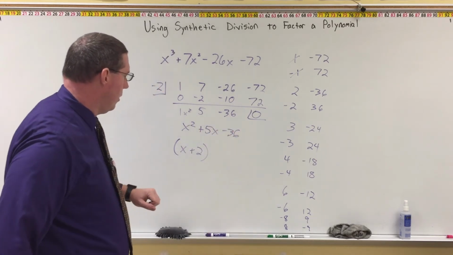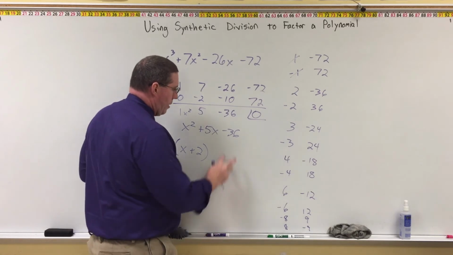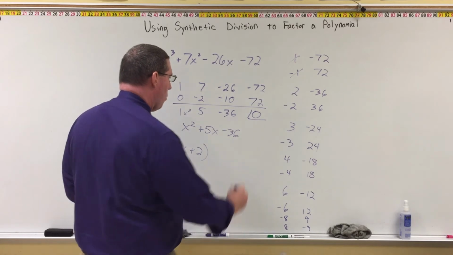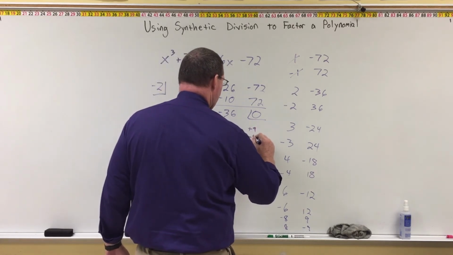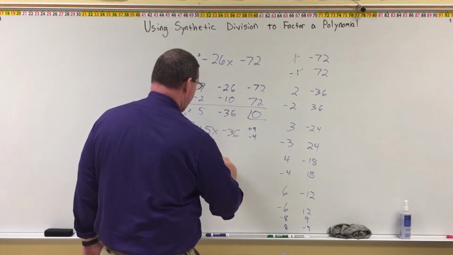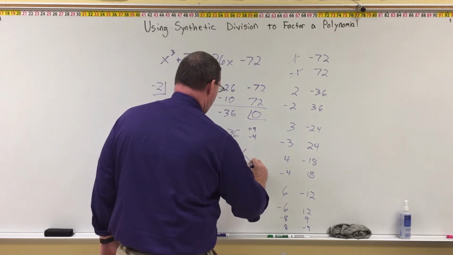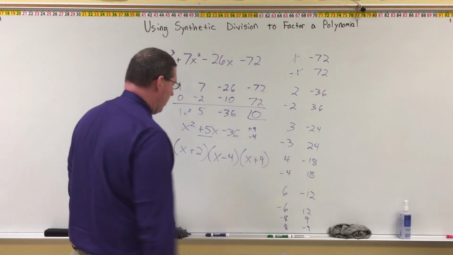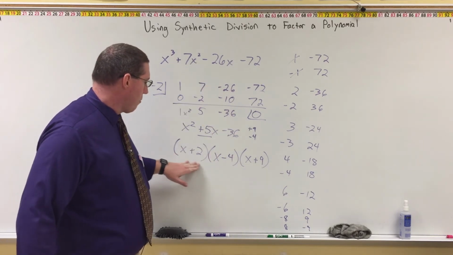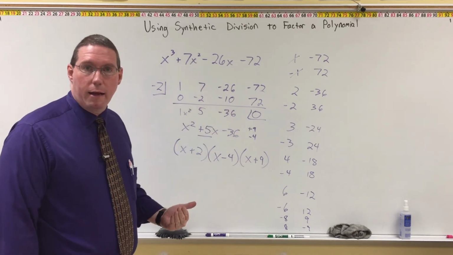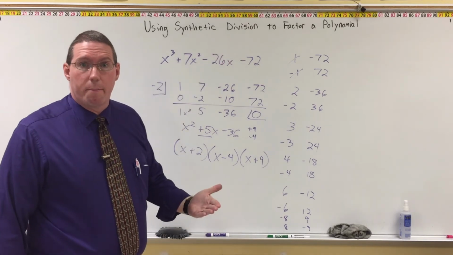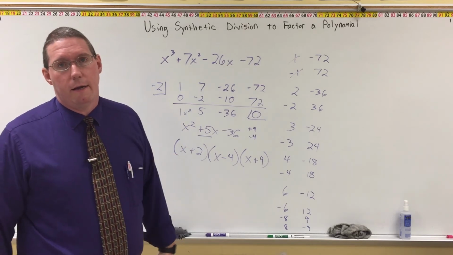This can be factored using product sum factoring. Negative 36 is created using positive 9 and negative 4. So positive 9 and negative 4, if you were to add them together, you'd get positive 5. Therefore, our other two factors are x minus 4 and x plus 9. And so we have now factored this into x plus 2, x minus 4, and x plus 9. See, our factoring is becoming more complicated, and synthetic division allows us the opportunity to do the more complicated factoring.